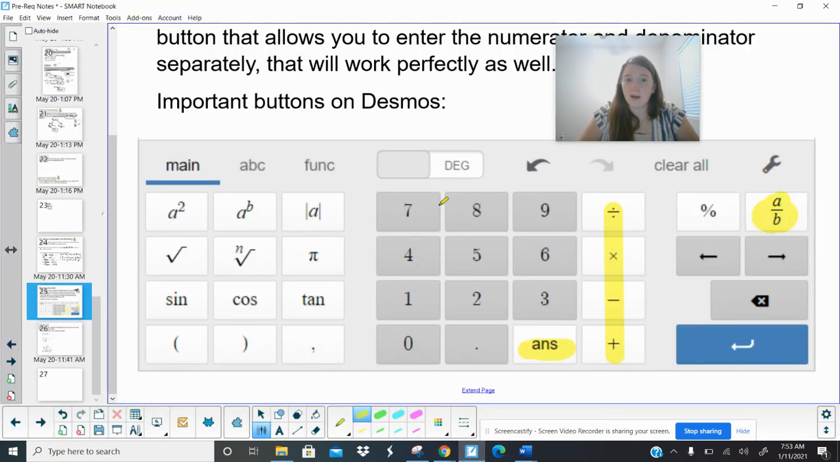Okay. And then over here, we have our parentheses, which are super important. We're going to have lots of problems with parentheses. And then we have our exponent button.